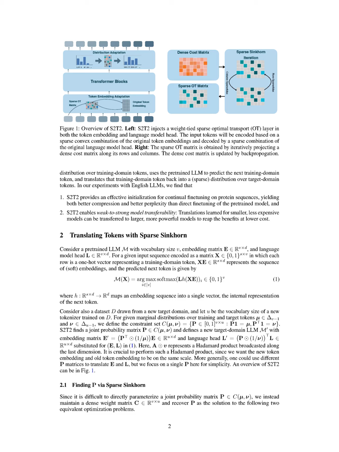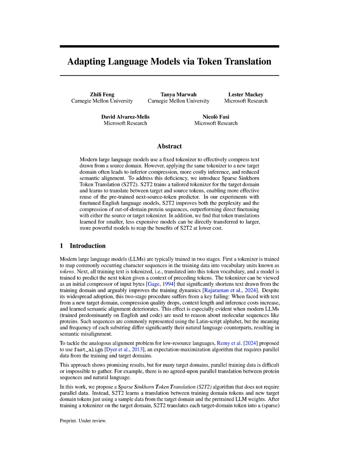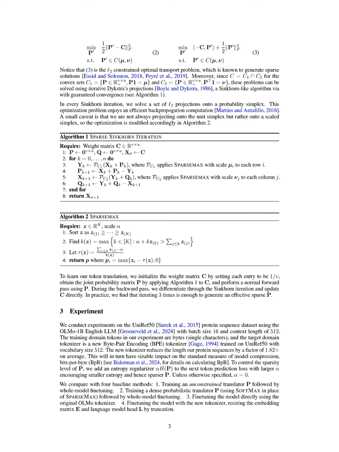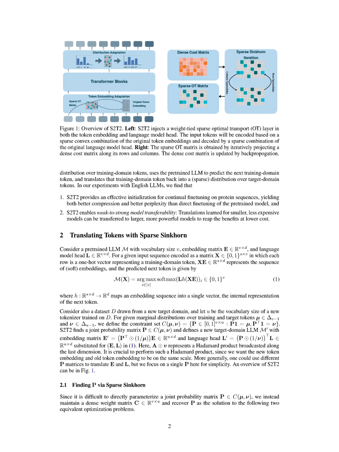To illustrate the S2T2 algorithm, consider a simple example where we have a target domain consisting of protein sequence tokens such as A, C, G, and T, and a training domain with tokens like A, B, C, etc. The first step involves training a tokenizer on the target domain, which results in a marginal distribution over the target tokens, denoted as nu. Next, we initialize a dense weight matrix C with equal values and apply the Sparse Sinkhorn algorithm to derive a joint probability matrix P that satisfies the constraints of matching the marginal distributions of both domains, mu and nu.